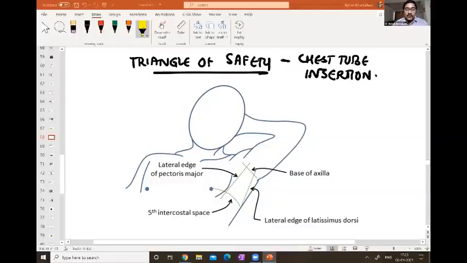Yes, in children, it is still the 2nd intercostal space. You're right. In children, it is still the 2nd intercostal space. It's in adults that it is changed.